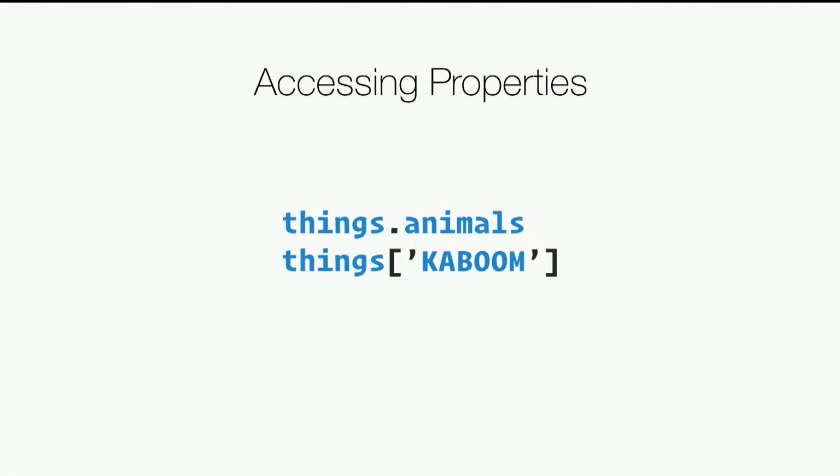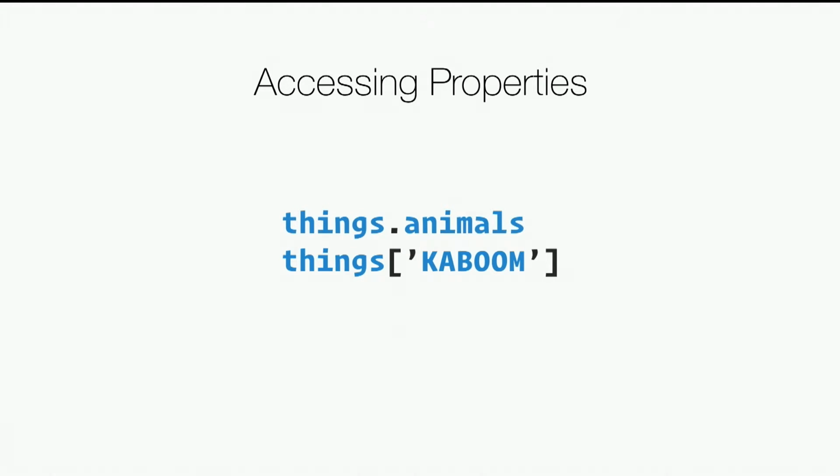But we could have said things square bracket, quote, animals, quote. Same exact thing as that first line. Now in this case, we also could have said things dot kaboom, and it would be the same as the second line. Just two different ways to access the properties of an object.